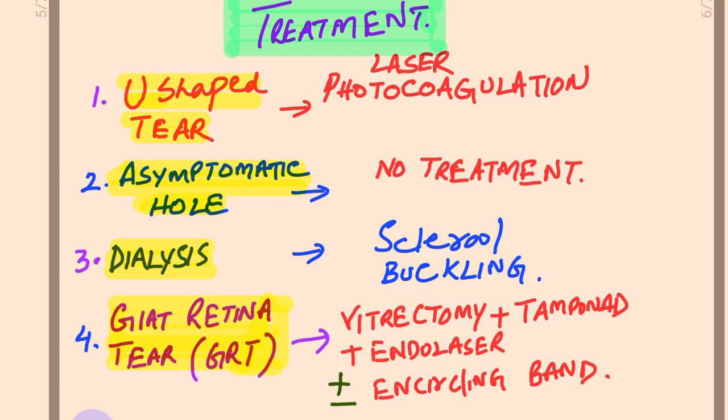Now in case of giant retinal tear, we usually prefer to do vitrectomy plus tamponade plus endolaser. In some cases, we may or may not opt for an encircling band, as the chances of slippage are very high in cases of giant retinal tear. Also, the chances of redetachment are very high. So mostly we prefer to do an encircling band along with the vitrectomy and tamponade, followed by a laser. So thank you very much. These are the different types of the breaks.